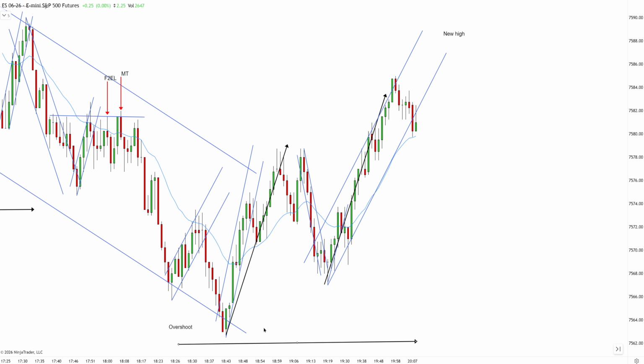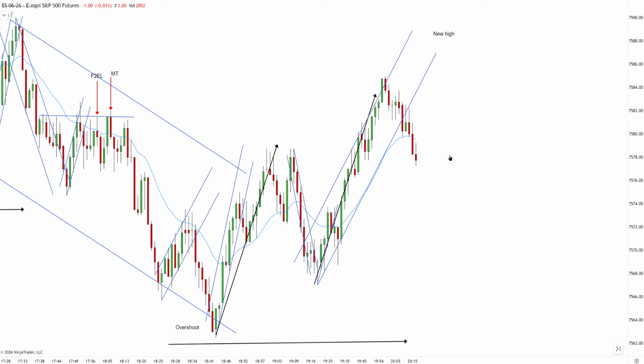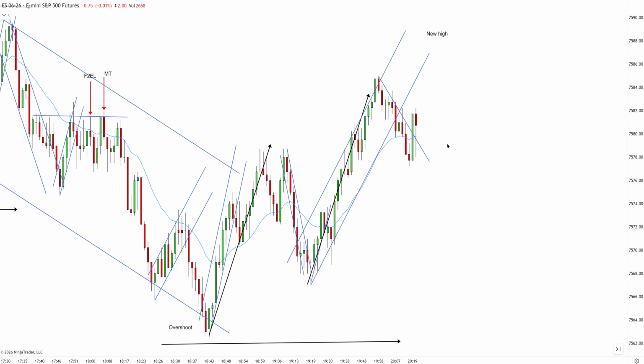So once again, you already know when you're conflicted what you're going to do: you're going to sit on your hands and you're not going to take any trades. You're going to wait for price action to get confirmed, for confirmed structure, so you know exactly what you're trading. You can't really take any trade here, nothing.